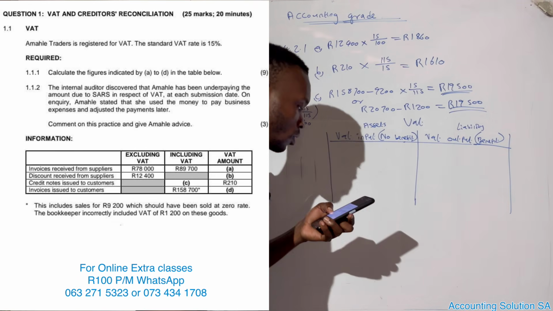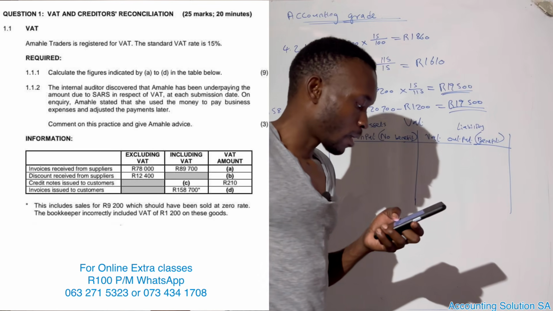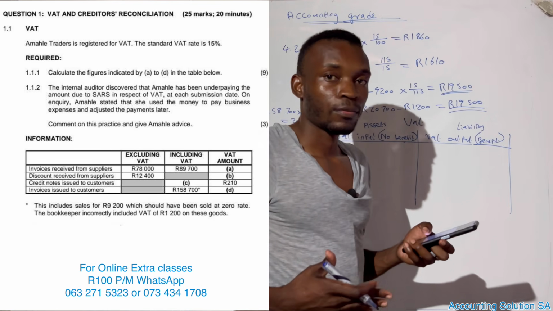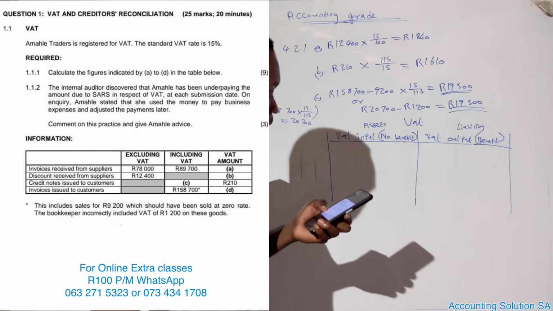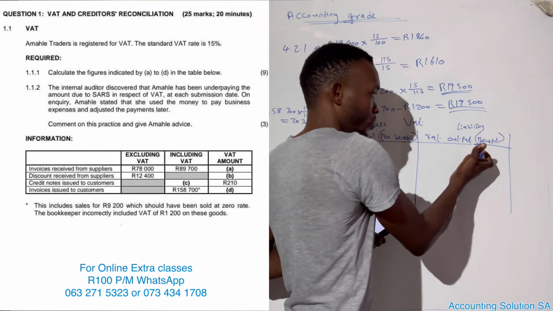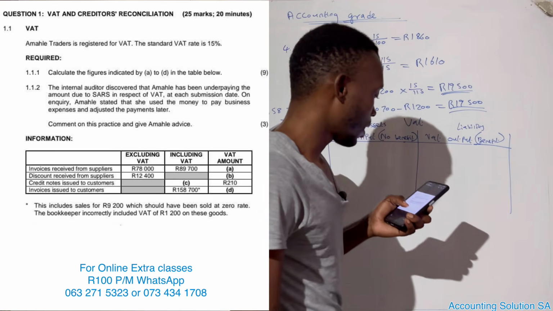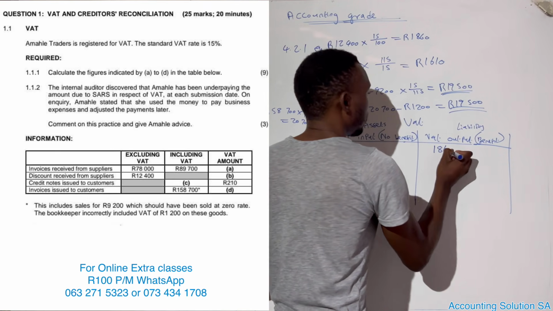So let's take our table. Discount received from supplier. We receive discount, guys, from the supplier. If we receive discount from the supplier, this simply means that we benefited because we received discount. We benefited. Okay, and the VAT amount under number A was 1,860.